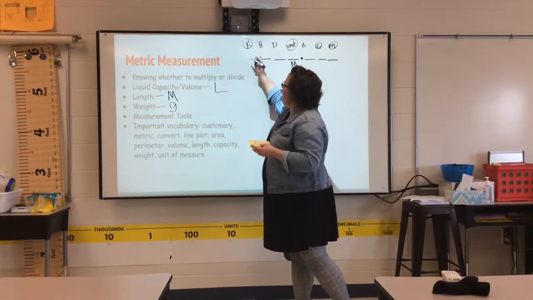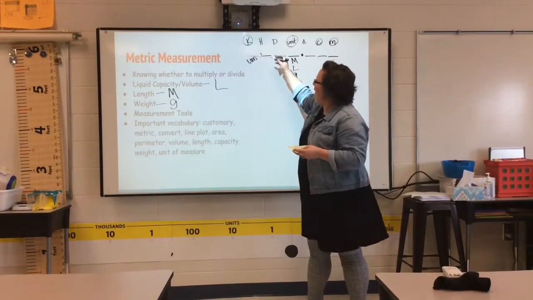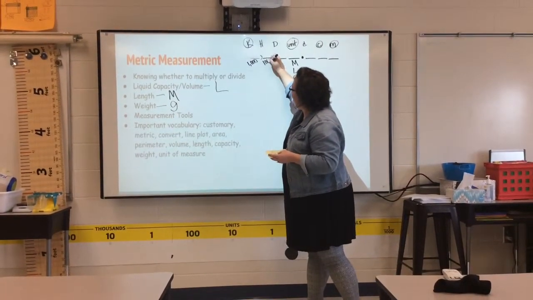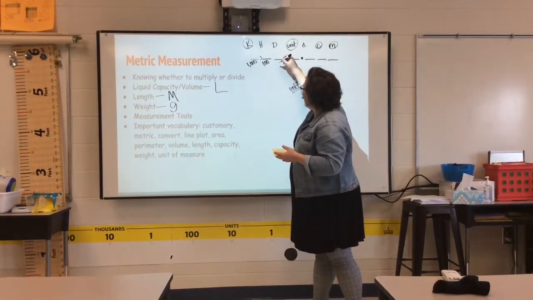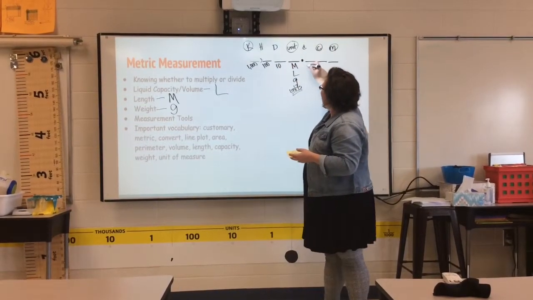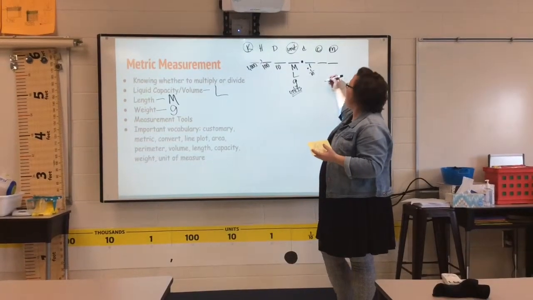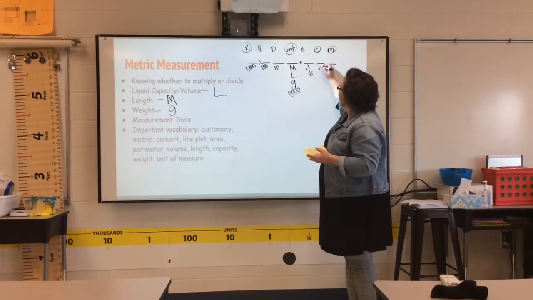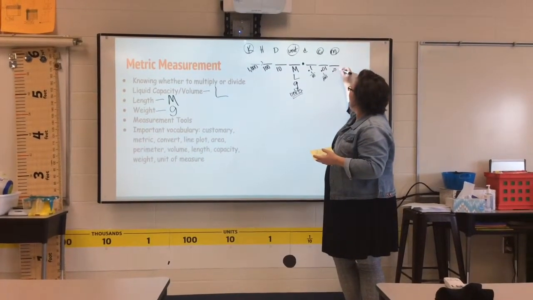But they need to understand that kilo means 1,000. Hecto is 100, just like the hundreds place. Deca is 10. Deci is going to be 1/10. And they can write that as a fraction or a decimal, it doesn't matter. Centi is going to be 100th, and milli is 1,000th.